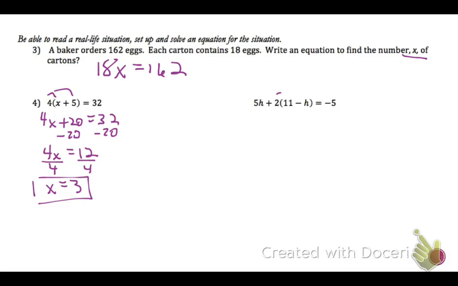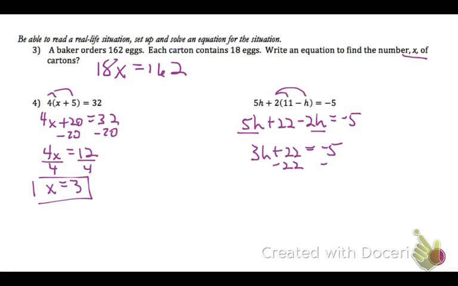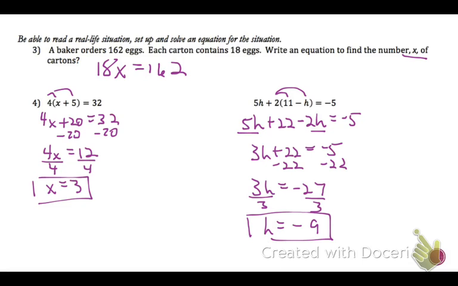In our next example, we've got another parenthesis, so we'll bring down the 5h and then distribute that 2 to both of those terms. Now we're going to combine like terms, so 5h's minus 2 will give us 3h's, plus 22 equals negative 5. Now let's move that 22 over. So we get 3h equals negative 27. Divide both sides by 3. So h in this equation equals negative 9.